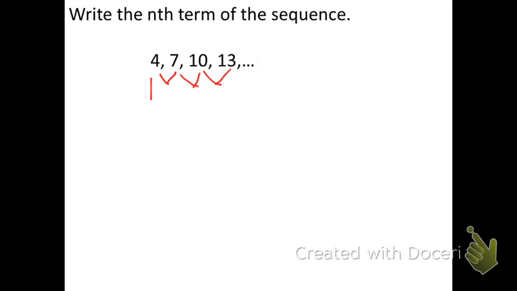Well, that's kind of like a linear function. We're adding the same thing each time. So that means that what we're adding each time is like our slope. So we know we can start with 3n because we're adding 3 each time. But what are we starting with? We're starting with 4.